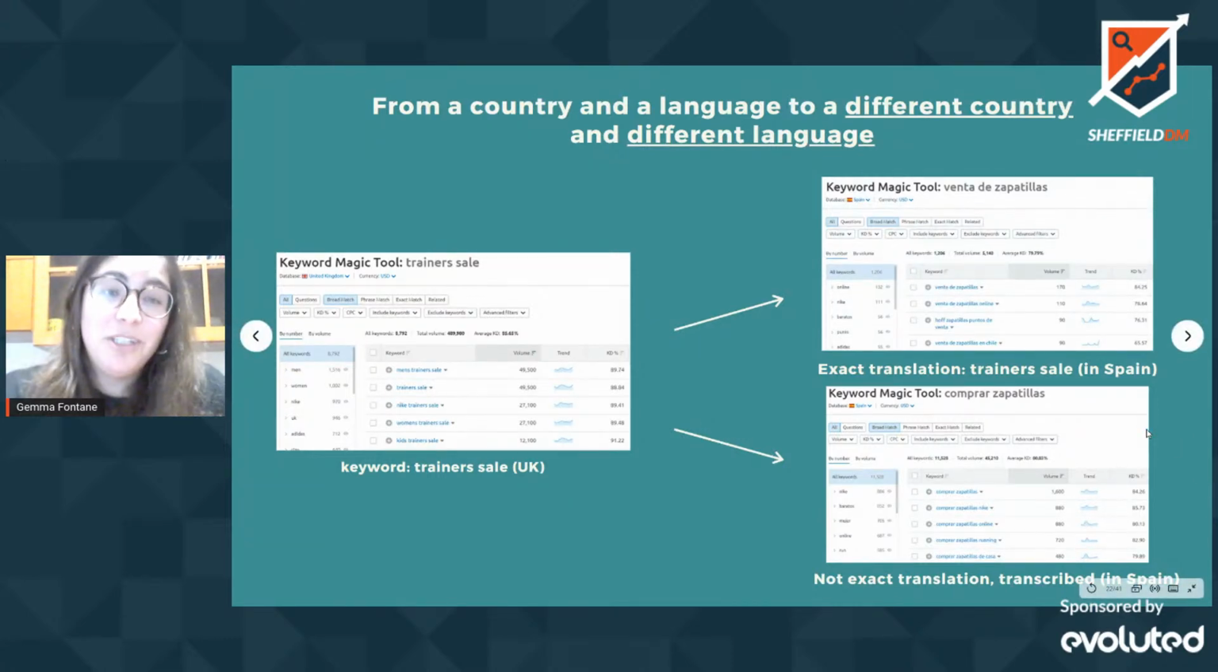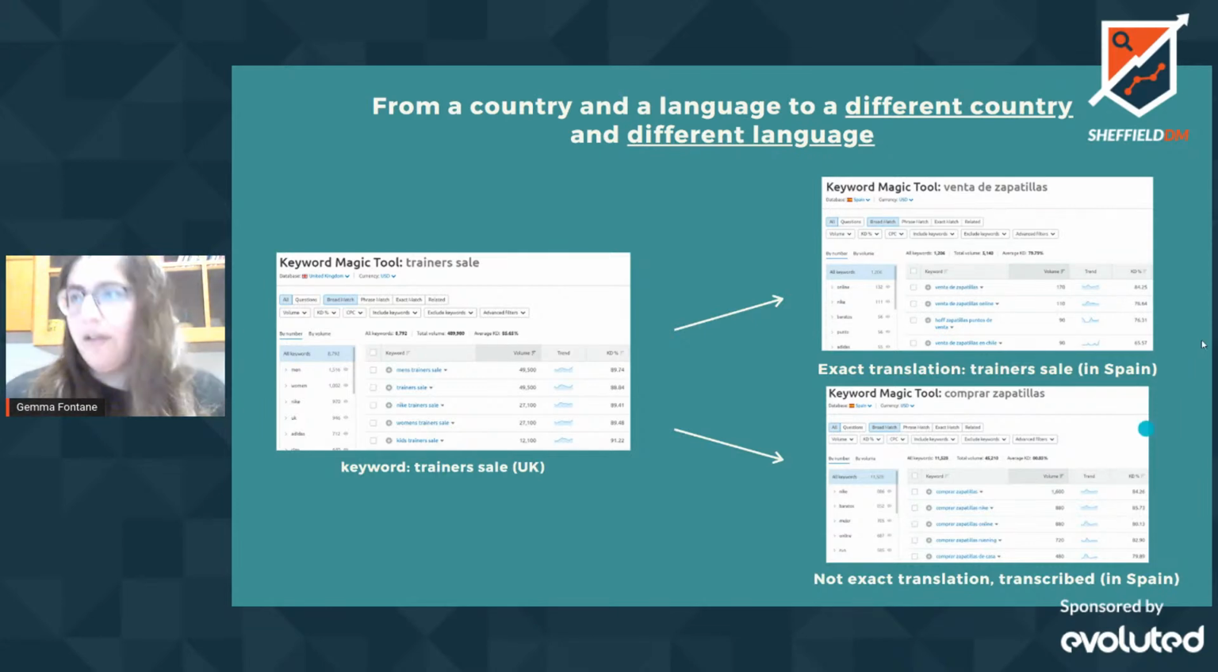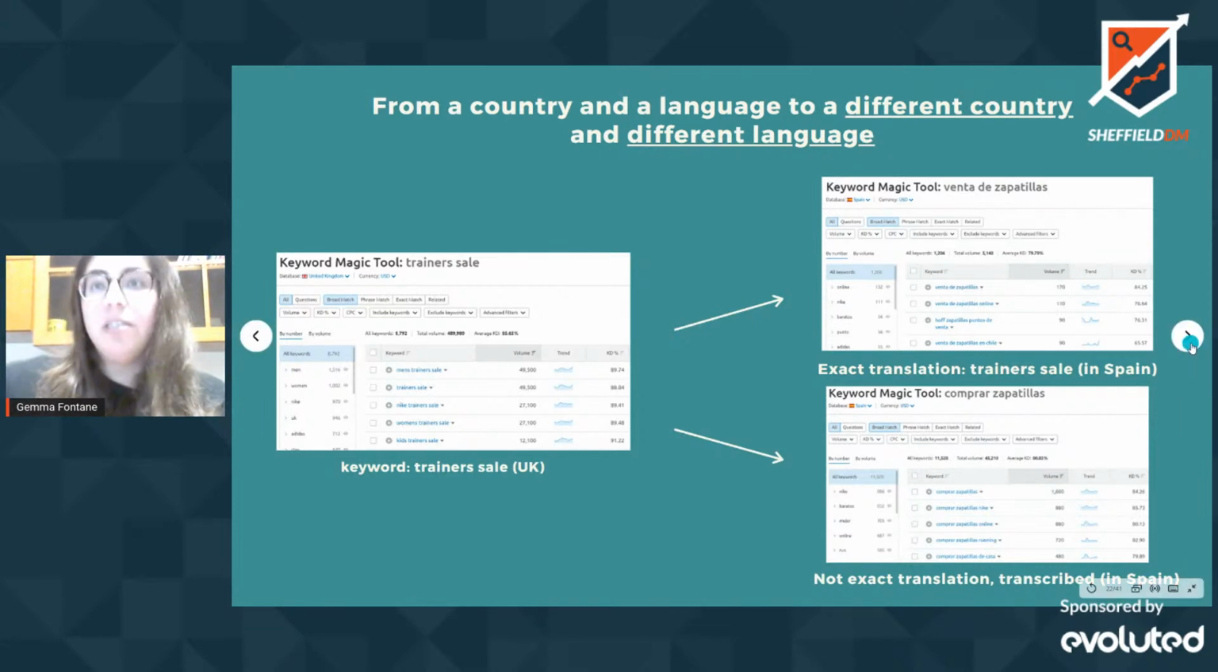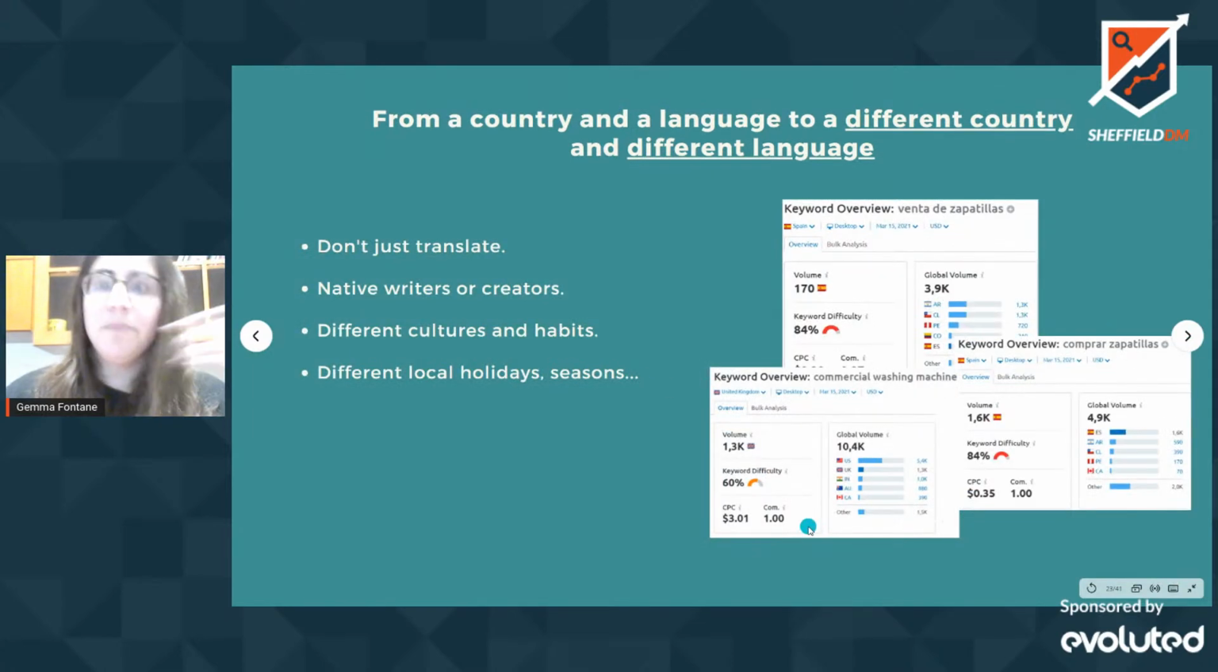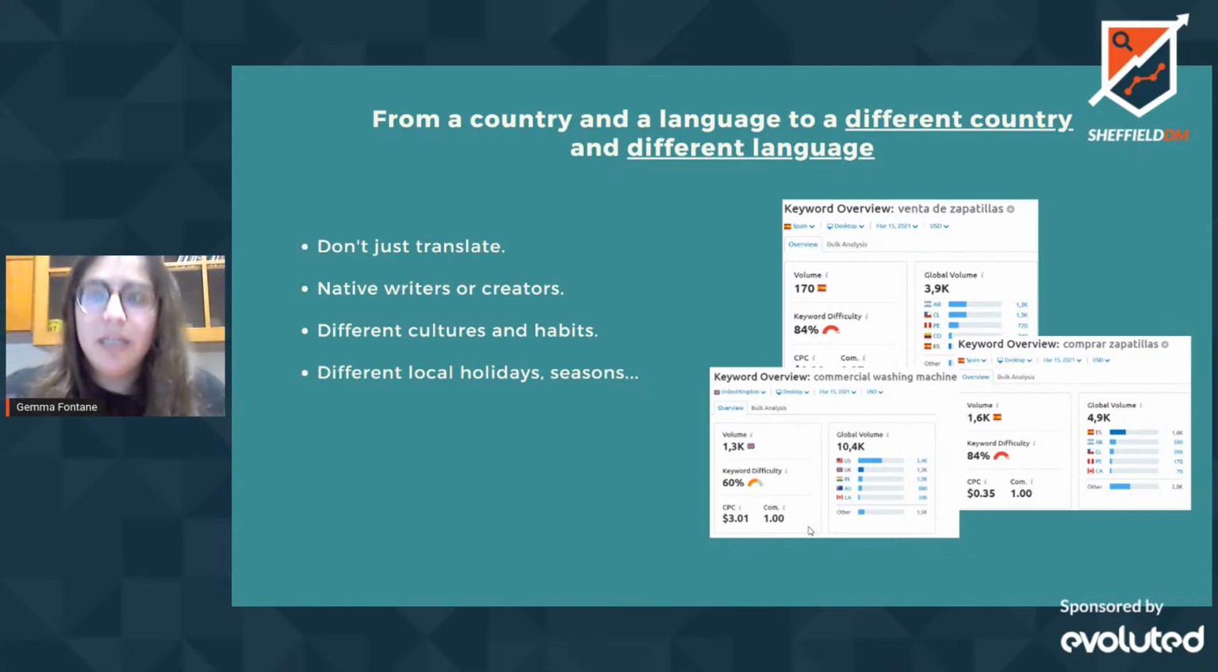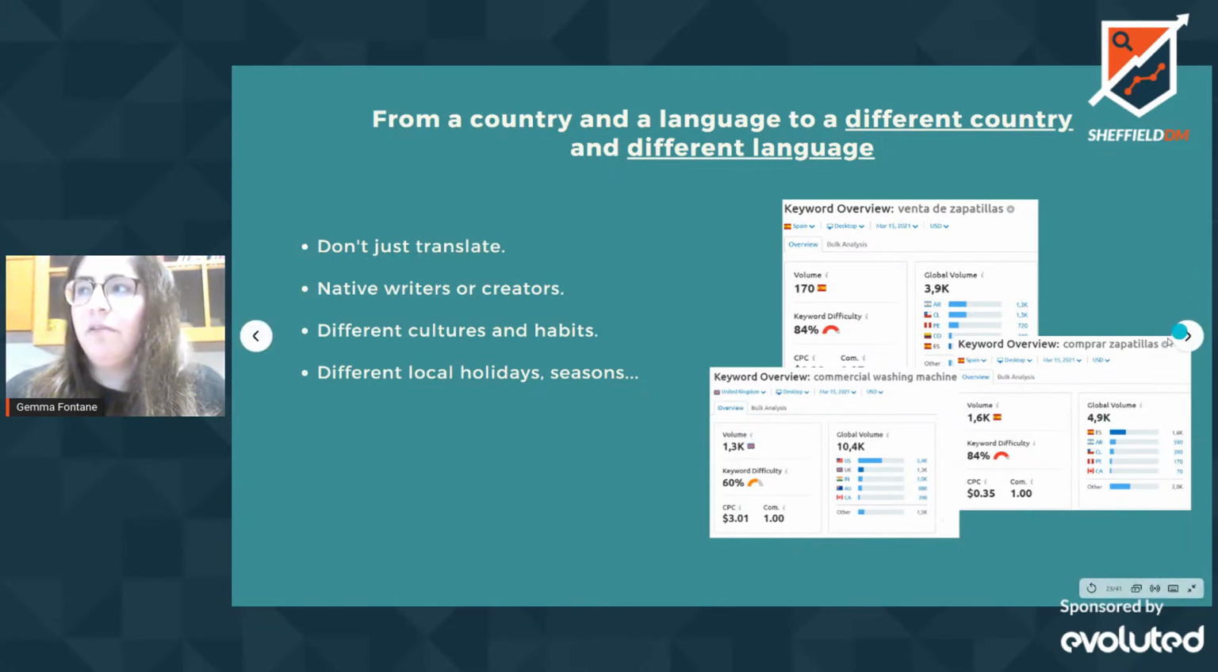That's why it's really important to know what the different types are that you can find when translating from a country and a language to another country and another language. Yeah, and also it's really important to know that there are different cultures, different habits, different local holiday seasons. So this is really important too when doing research. What else can we face in multilingual keyword research?